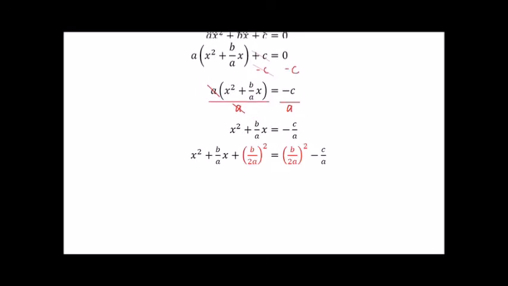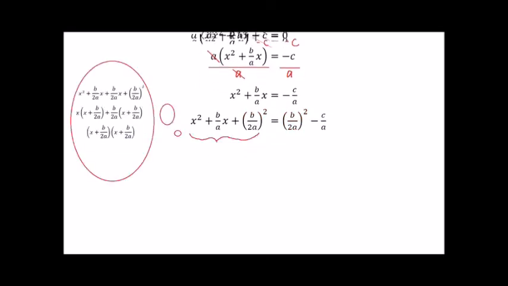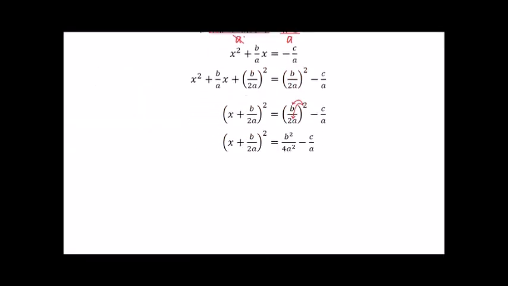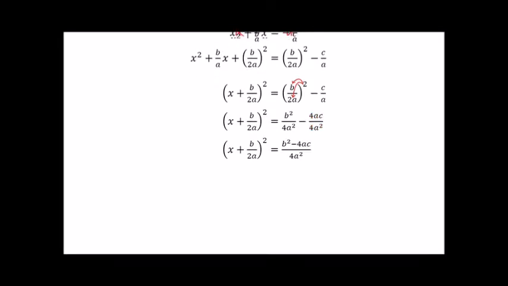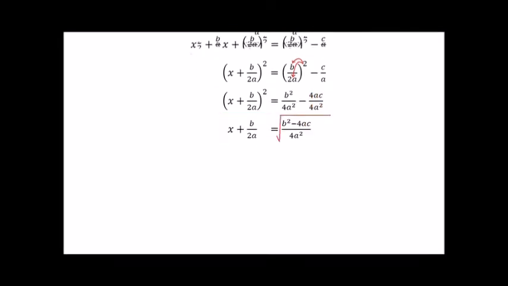We need to add the square of half b over a to both sides to get there. Factor on the left, on the right, apply the power to the fraction. Common denominator action so we can do subtraction. Then combat the square, taking the root of both sides. Subtract b over 2a, put it together and we've arrived.